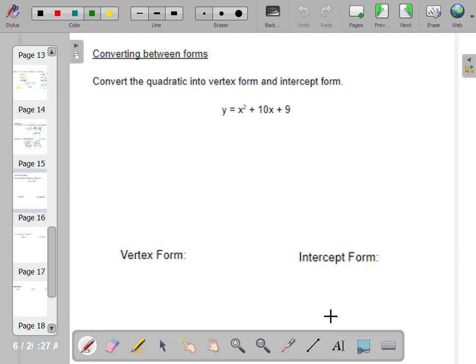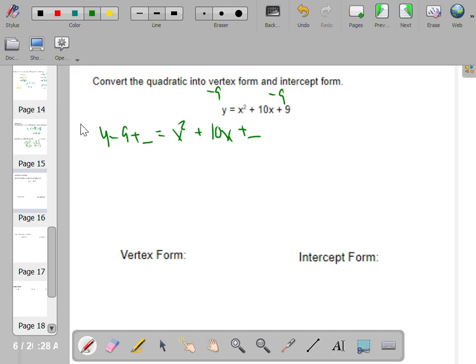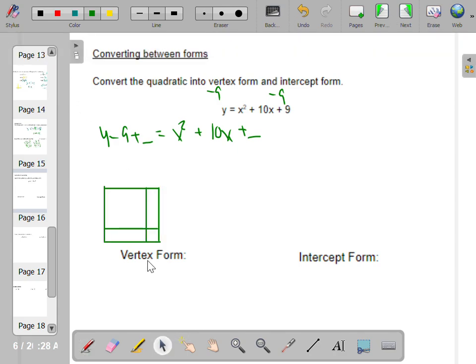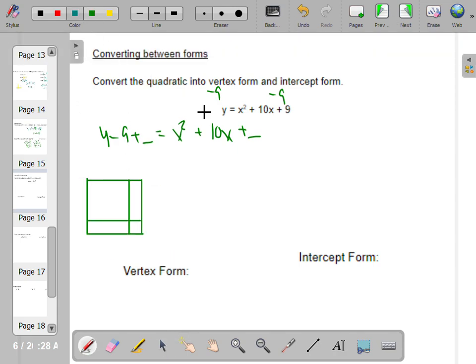All right, what if I ask you to go from standard form to vertex form and intercept form? So for vertex form, you need to complete the square. We're going to subtract 9 first. Y minus 9 plus something equals x squared plus 10x plus something. Okay, so half of 10 is 5, x plus 5.